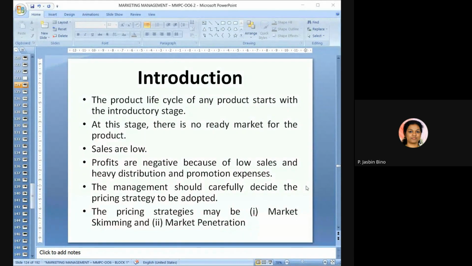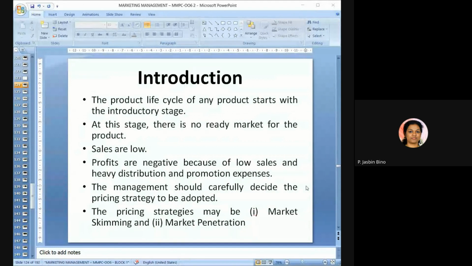Whenever a new product is introduced in a market, we will not suddenly go and buy the product. We'll learn about the product. After that, we will review the product. Only after that we'll make a purchase, right? That's what happens. So when a new product is introduced, the profit will be negative because of low sales and heavy distribution and promotional expenses. So the management or the company should carefully decide which pricing strategy should be adopted when introducing a product.